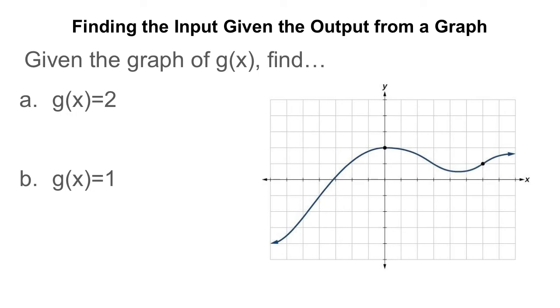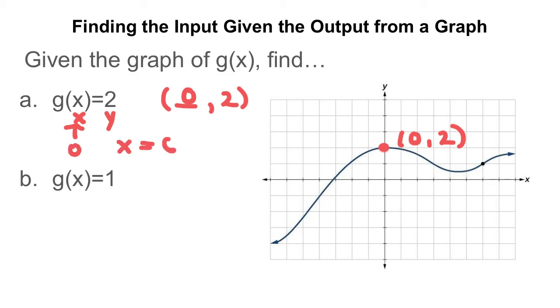For this last example, we don't know what x is, but we know that y should be 2. So for what number of x is y 2? And if I look at the graph, I go to y is 2, there's a point right here at 0, 2. So this means that this x should really be 0. So you could say that x is equal to 0 to make the function equal to 2.